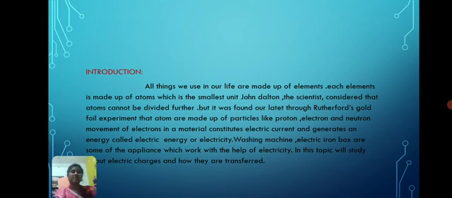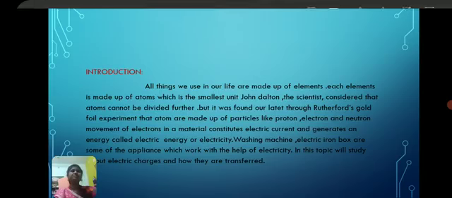Washing machine and electric iron box are some of the appliances which work with the help of electricity. In this topic, we'll study about electric charge and how they are transferred.